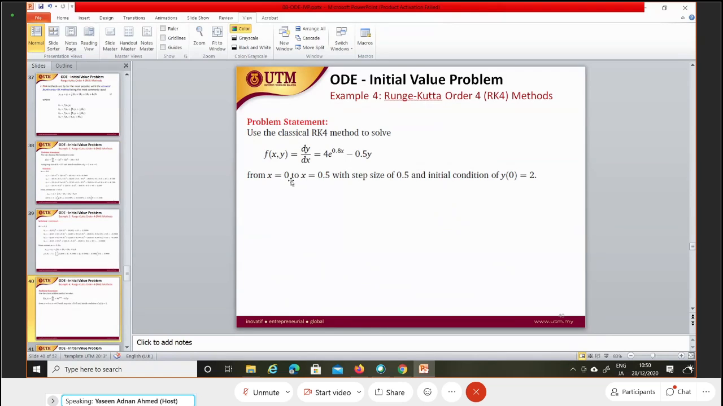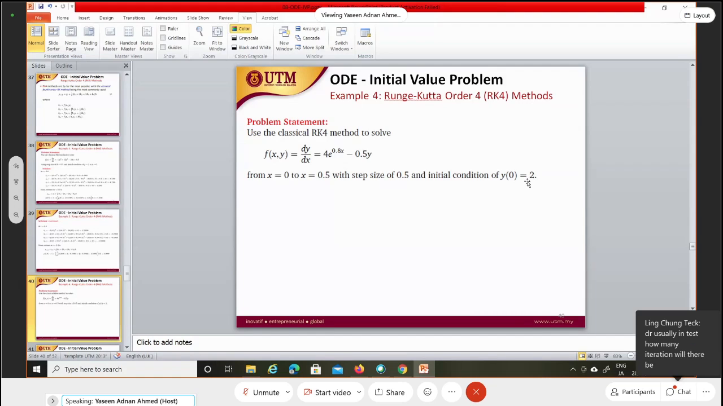So here the x is equal to 0. You have to consider only 0.5, only one step. Just try one step. And the initial condition, this one you have to understand. This means the value of y is 2 at x equal to 0. It means the functional value at x equal to 0 should be 2. This is the mathematical way of representing.